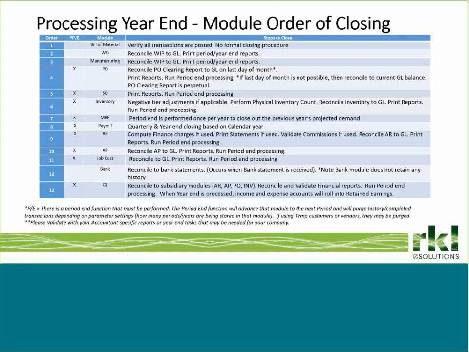The general ledger module is always the last module to be closed because all the other modules post into the general ledger. So again, you're going to close all your other modules first, and you're going to do the general ledger last. The bank module, which I have listed on here, does not really have a month-end routine. However, if you're using the bank module, you're going to make sure you do a bank reconciliation at the time that you get your bank statement.